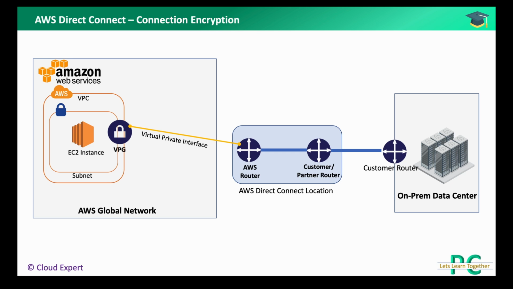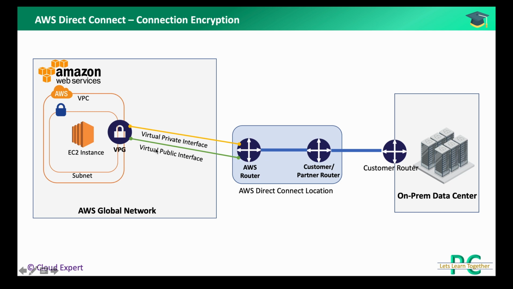Now let's move to connection encryption. If you remember from the first slide, I mentioned it's a secure physical connection, but that is not encrypted. But if you have any compliance or a requirement to encrypt the traffic before sending it to AWS, you can encrypt that connection in Direct Connect. Let's see how we can achieve that. In that case, we are going to use a VPN connection on top of the Direct Connect. So instead of creating that VPN connection over the public internet, we will use the Direct Connect connection to create the VPN.